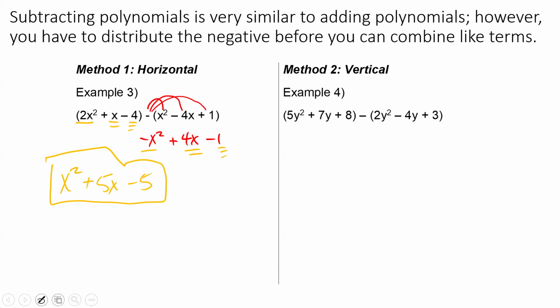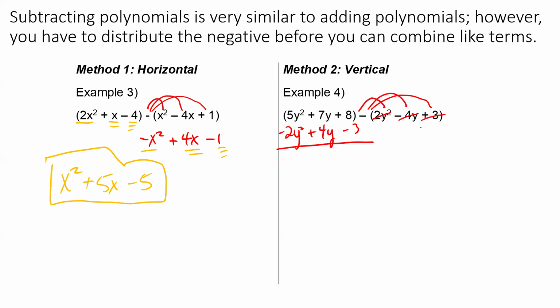So let's do it again, and then guess whose turn it is? Yours. Okay? So again, we're going to distribute the negative first. Distributing the negative just means it's changing the signs. For the vertical method, instead of writing it next to it, you're going to write it below where the like terms are. So my positive 2y squared becomes a negative 2y squared. My negative 4y becomes a positive 4y. And my positive 3 becomes a negative 3. And now we combine vertically.